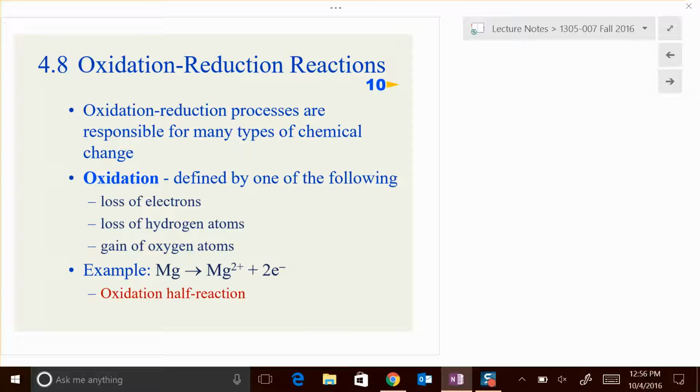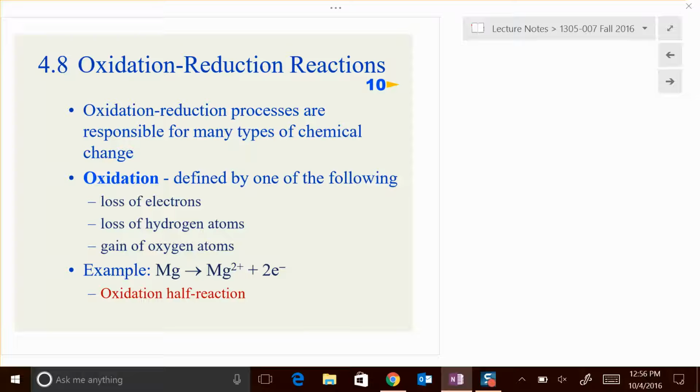Now there's another type of reaction that we have to consider, and that's oxidation-reduction. Oxidation-reduction reactions are different than the transfer of protons, which is acid-base chemistry. In oxidation-reduction, you're transferring electrons, or you're accepting electrons. So if you gain electrons, that's called reduction. If you lose electrons, that's called oxidation. Okay? And so we have this oxidation chemistry occurring.